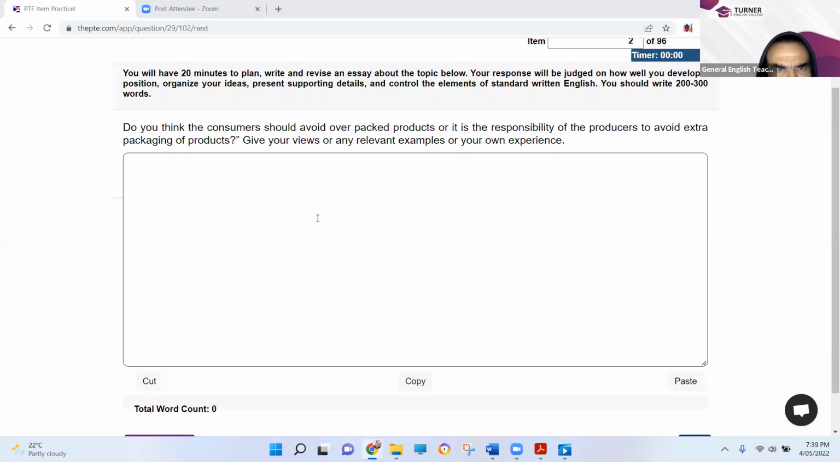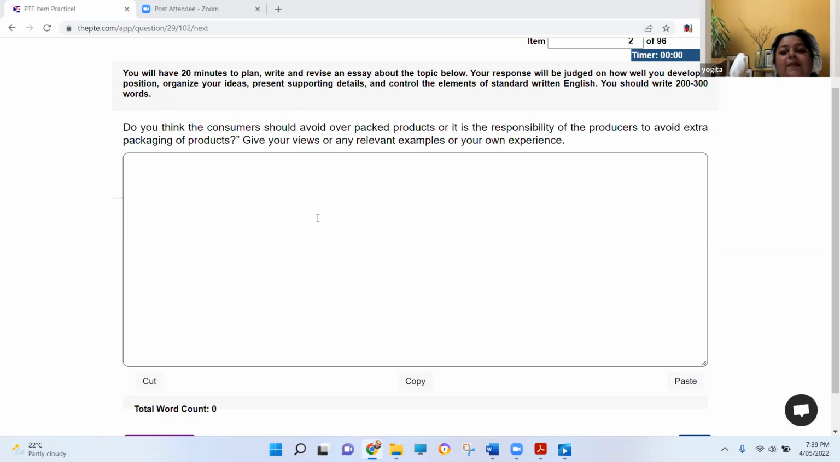It is thus agreed that extra packaging of products. Or, what is the thesis? Yogita, what's your thesis? You're chewing gum. Extra packaging of products and overpacked products. No, you should mention what it's. So that's not your thesis. The thesis is this.